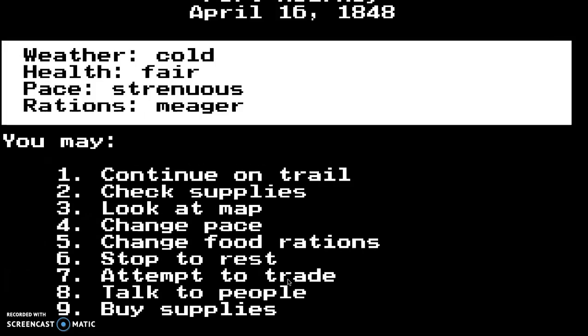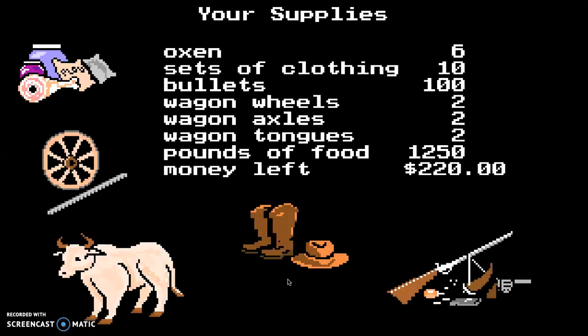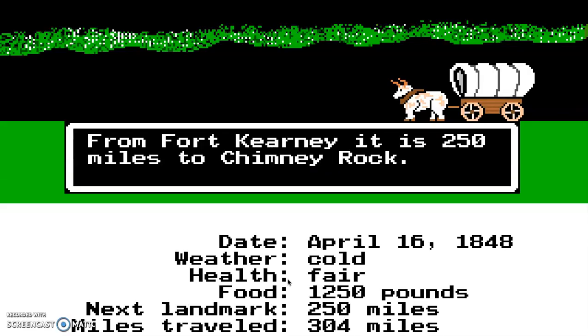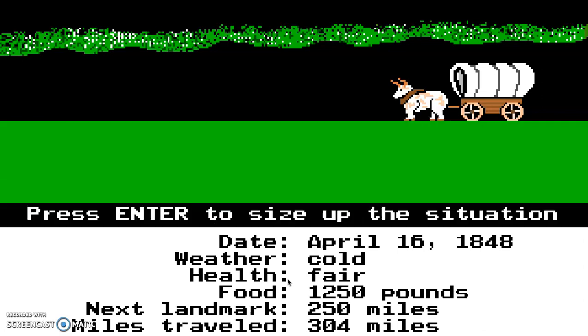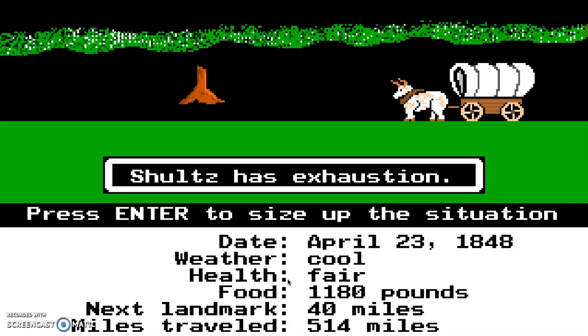And I'm leaving the store. Okay, so if I go back and check supplies, number 2, right now I have 1,250 pounds of food. That's a good amount. Bullets, a lot. Clothing, oxen. I'm good on stuff. As you continue on the trail, you tend to run out quickly. So we're walking and walking. April 18th, April 19th, 20th. My health is still fair, so I can keep up the strenuous pace with meager rations.